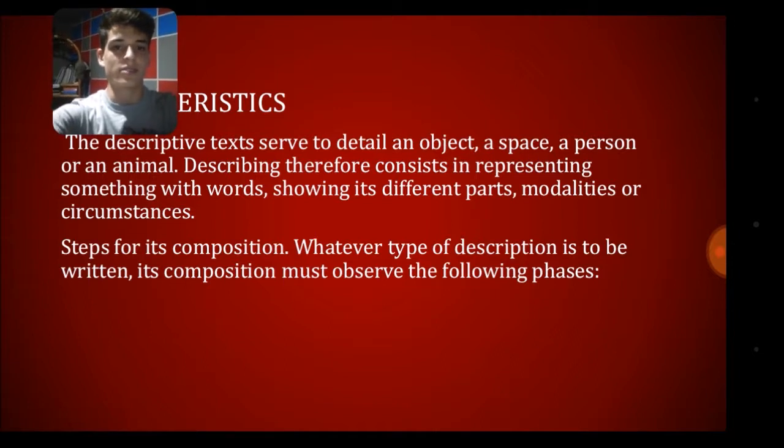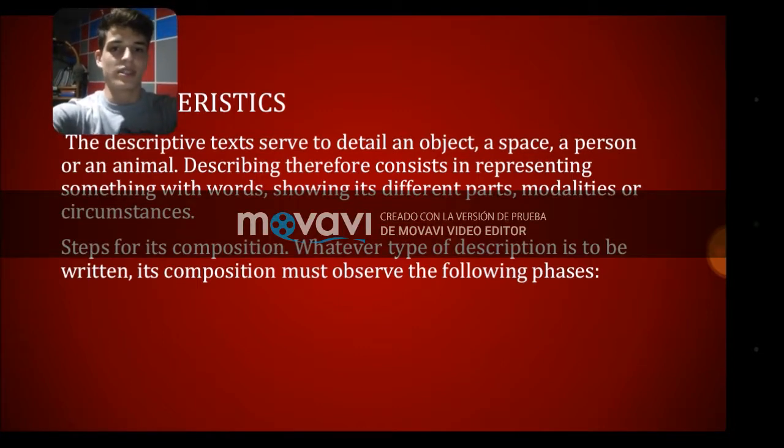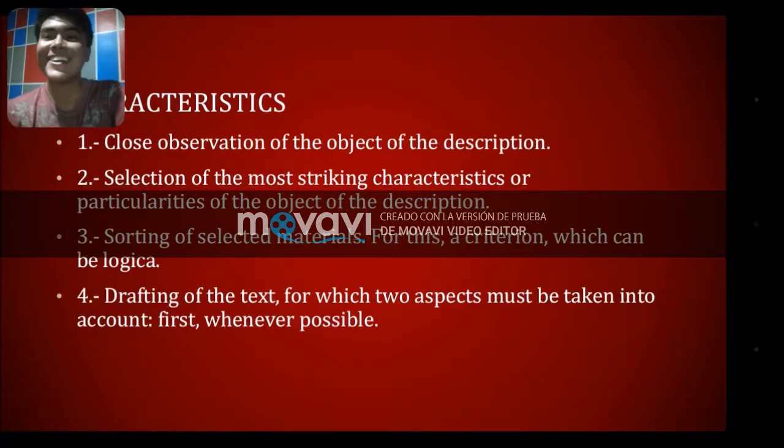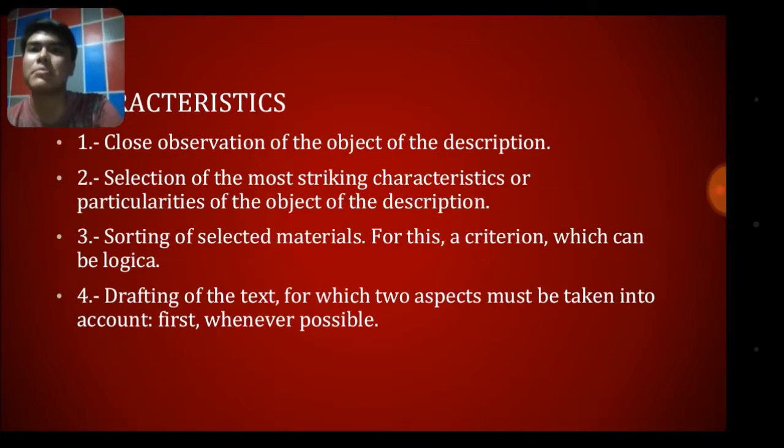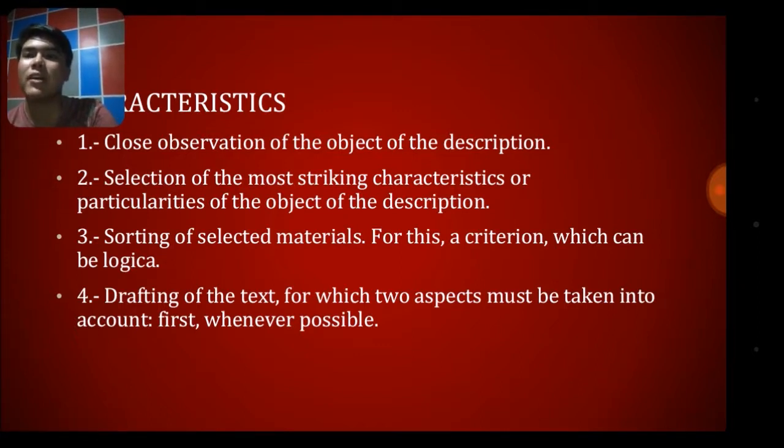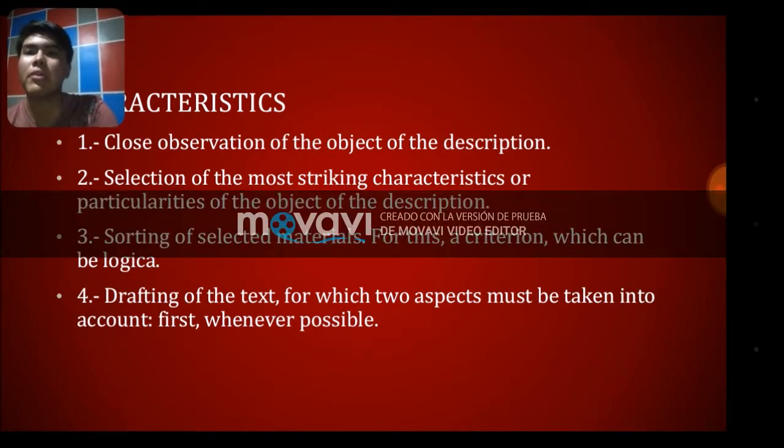Steps for its composition. Whatever type of description is to be written, its composition must observe the following phases. Number 1. Close observation of the object of the description. Normally, it is not possible to make a good description without careful observation of what is being described. If the description is to be made from memory, it has to be remembered.